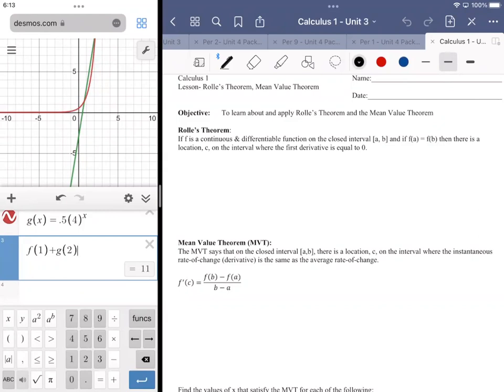Right. So anyway, Rolle's theorem says if f is a continuous and differentiable function on the closed interval a to b. Right. So just flash back like a month and a half, 2 months ago. This is something that may not have made any sense, this statement, but now we've discussed continuity in our limits unit. We've discussed differentiability when we talk about finding the derivative and knowing that that derivative exists at all relevant points on a closed interval a to b. And if f of a and f of b are equal, then there is a location c on the interval where the first derivative is equal to 0.